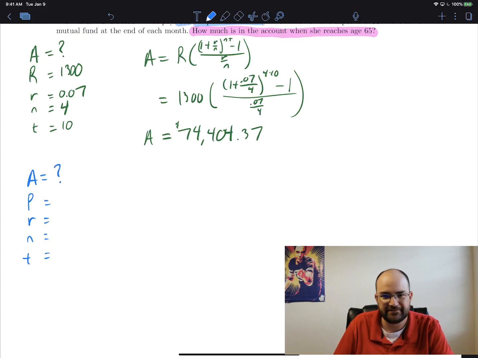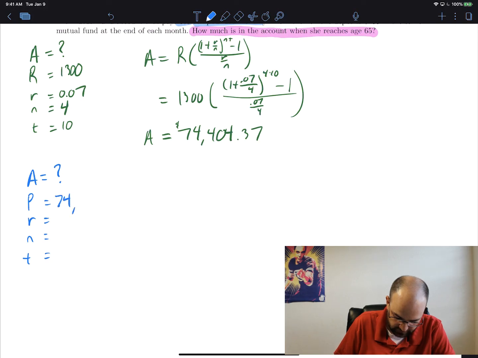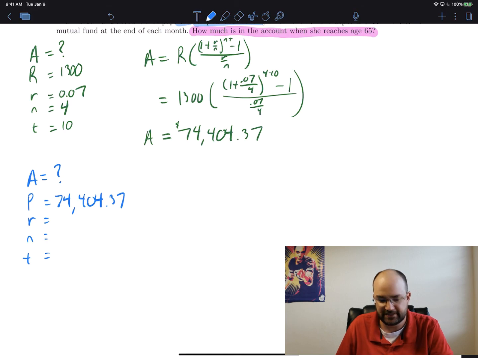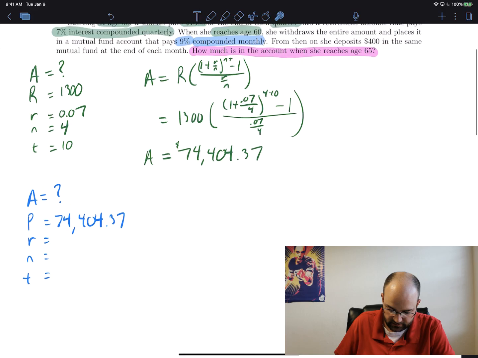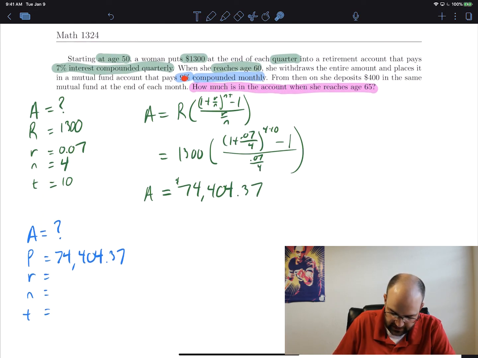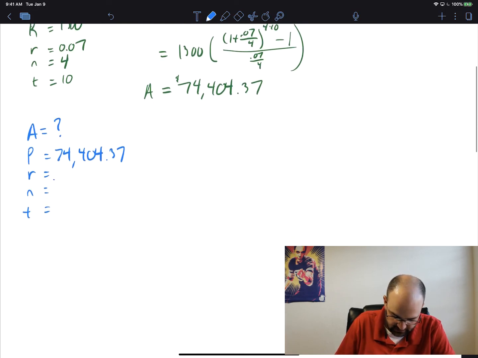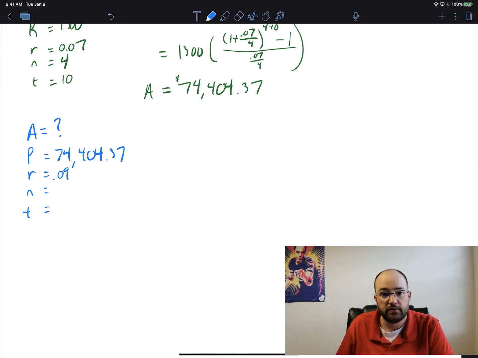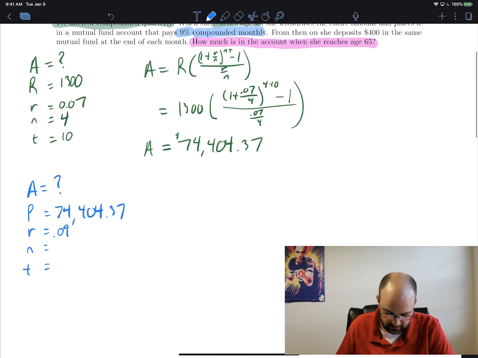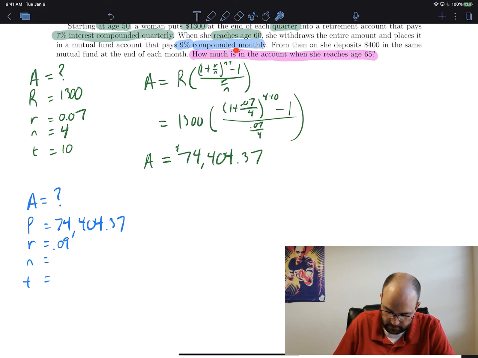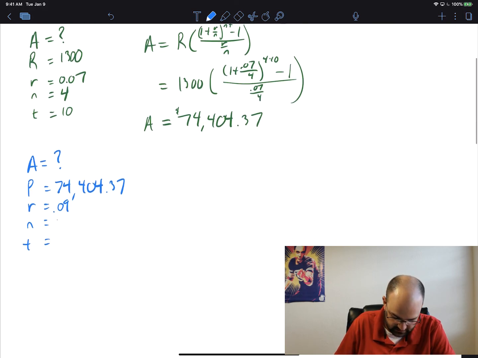P is the present value, but the present value is how much she transfers into that account. And that is going to be $74,404.37. Good. Little r, again, is going to be a little bit different this time, which will be 9%, but as a decimal is 0.09. Little n is compounded monthly, so it's going to make that n to be 12.